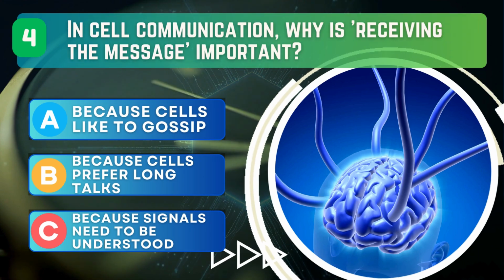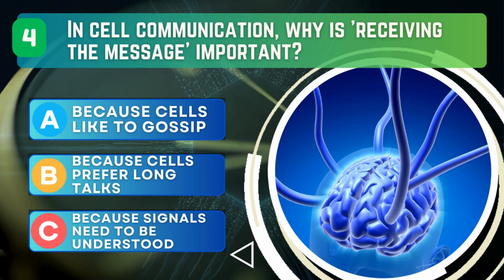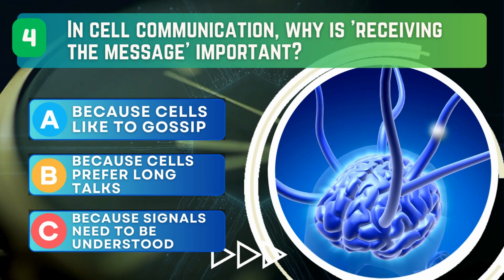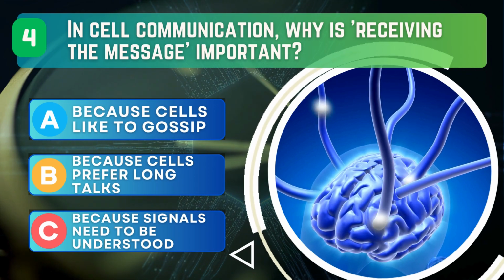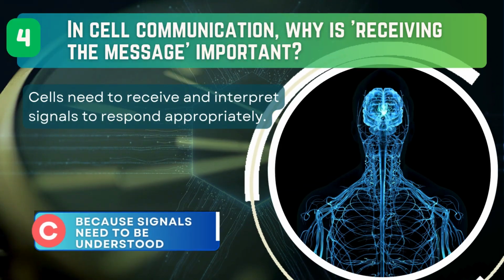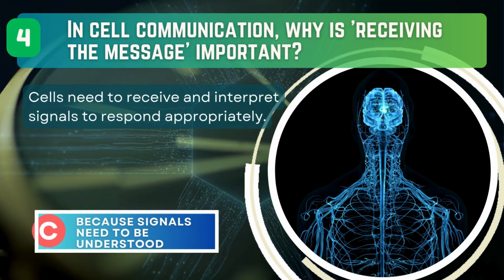In cell communication, why is receiving the message important? Because signals need to be understood. Cells need to receive and interpret signals to respond appropriately.